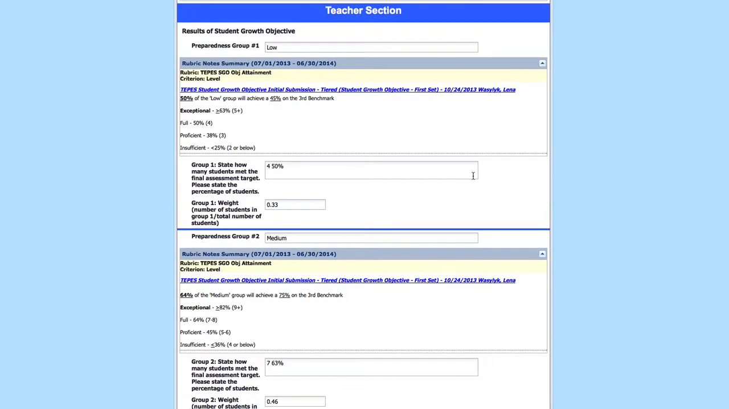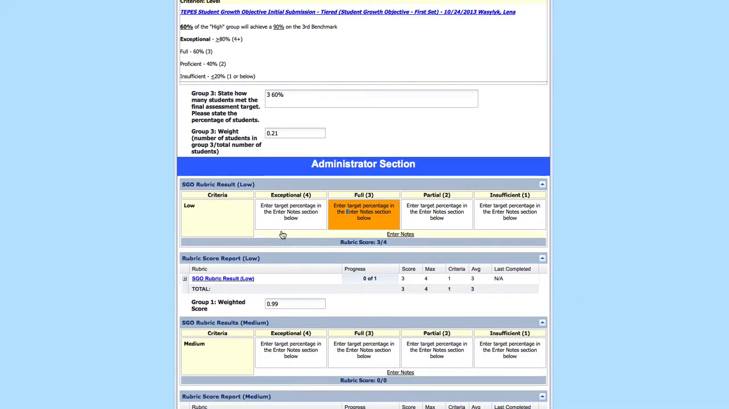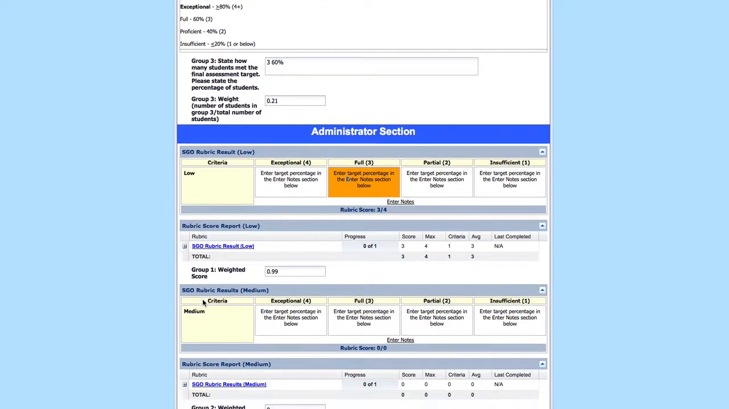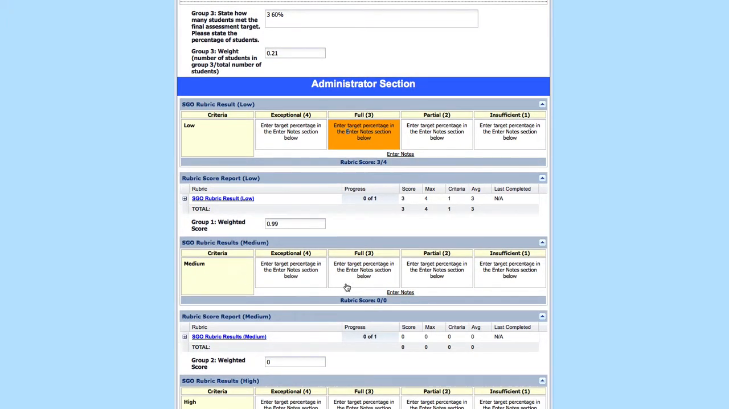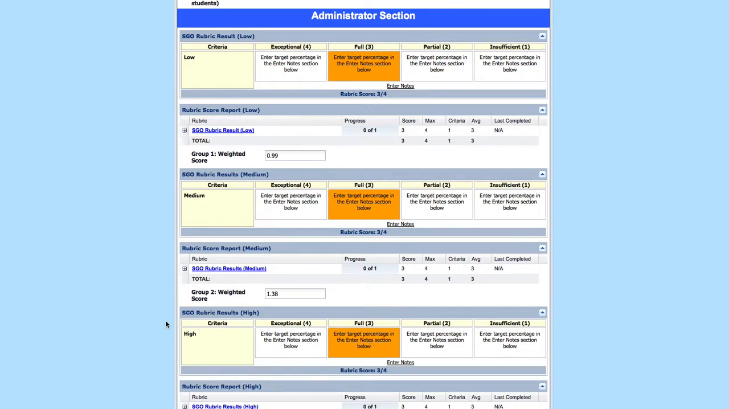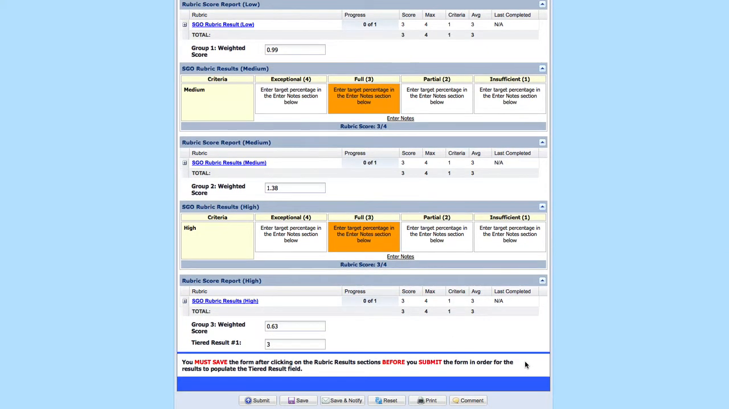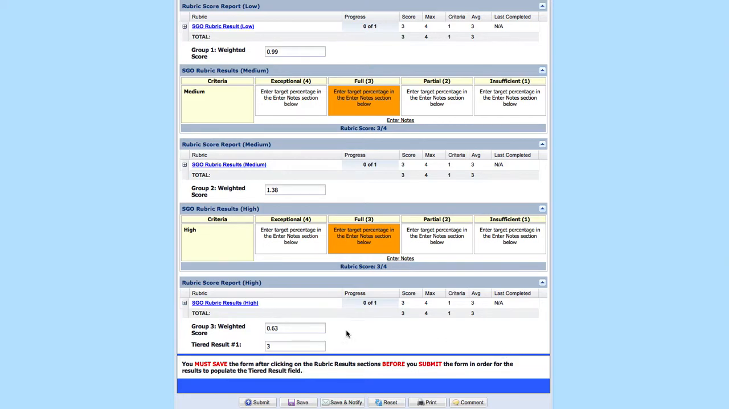So I will look at your low group and see that you have 4 and 4, and that's full, and I will click here, and that will determine the score that you'll see here. So you'll see that you receive a weighted score, which is all added together. So we know that this sample, everything is full. So I click all 3 of these, and there's the weighted score, and the tiered result is a 3.